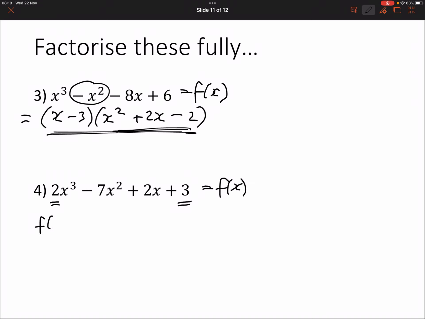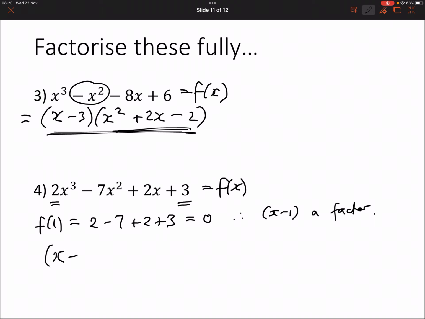So f of 1 is 2 minus 7 plus 2 plus 3. Oh, 0. So that's told me that x minus 1 is a factor. It's always worth checking the simple ones first. So f of x is x minus 1 times by, well, 2x squared to go in the front, minus 1 times something to give me the plus 3, so that's minus 3 here. And then if I look at my x squareds, I get minus 2x squared there, but I want minus 7x squared, so this must give me minus 5x squared, so minus 5x there.